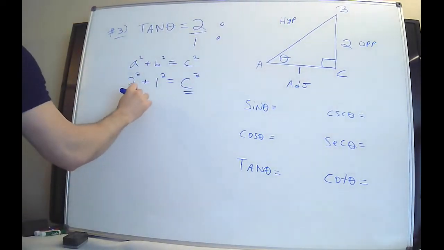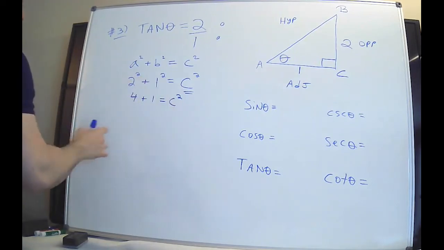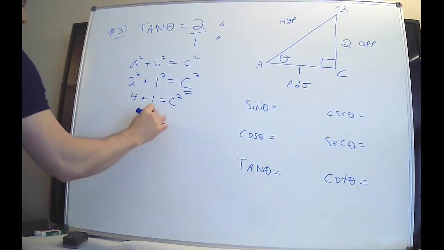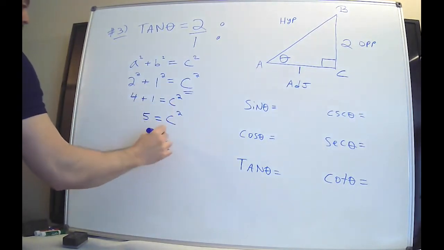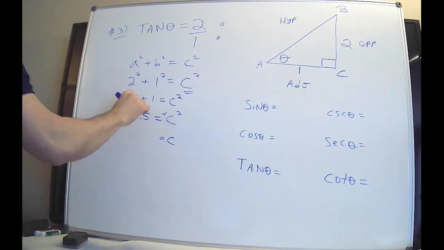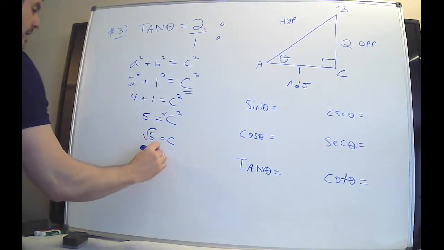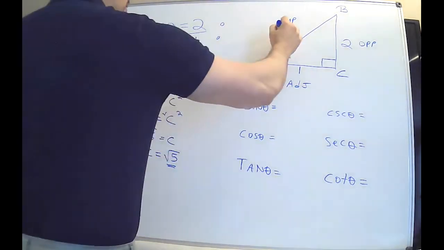2 times 2 is 4. 1 times 1 is 1. Now, this is where you have to be careful. You just do 4 plus 1 is 5. Right? That's what C squared is. Now, take the square root of both sides. You have to take the square root. So you get radical 5. So the missing side is radical 5. So put it in there.